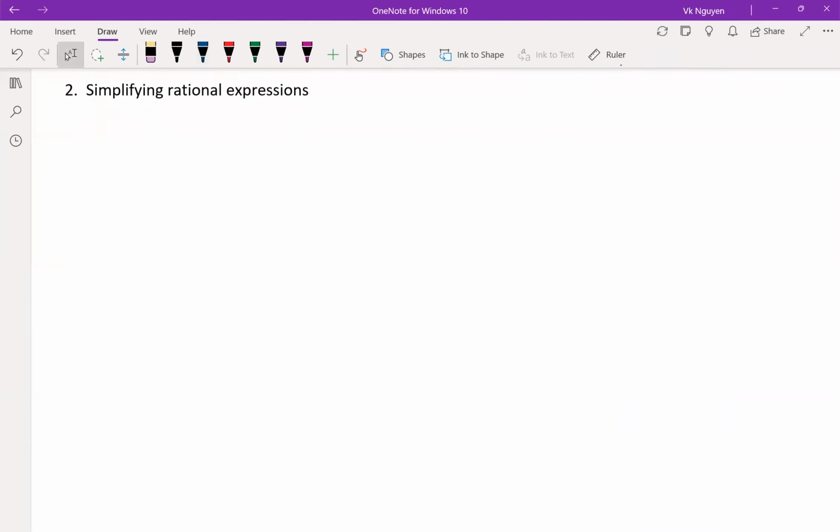Number 2, simplify rational expressions. Let's take a look at a few examples. 2 over 2x minus 4. We can simplify a rational expression to make it even better looking and less computationally intensive later on. Similar to how we simplify a fraction, we can only cancel out common factors.